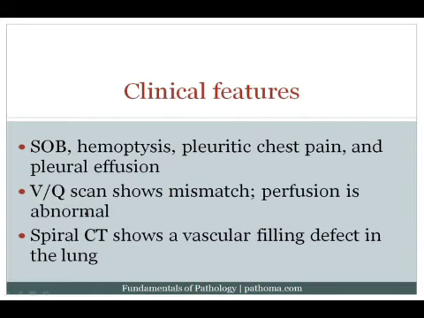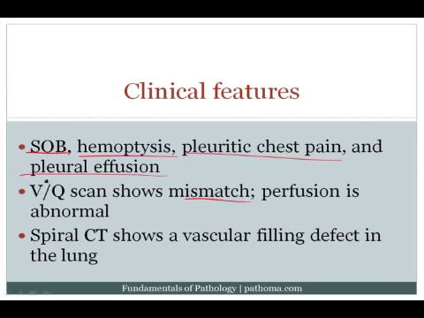Clinically, when patients get pulmonary infarction, then they're going to present with classic signs of shortness of breath, hemoptysis, pleuritic chest pain, pleural effusion. So these are some of the signs and symptoms that alert us that we might be dealing with a pulmonary infarction due to a PE. A VQ scan would show mismatch.